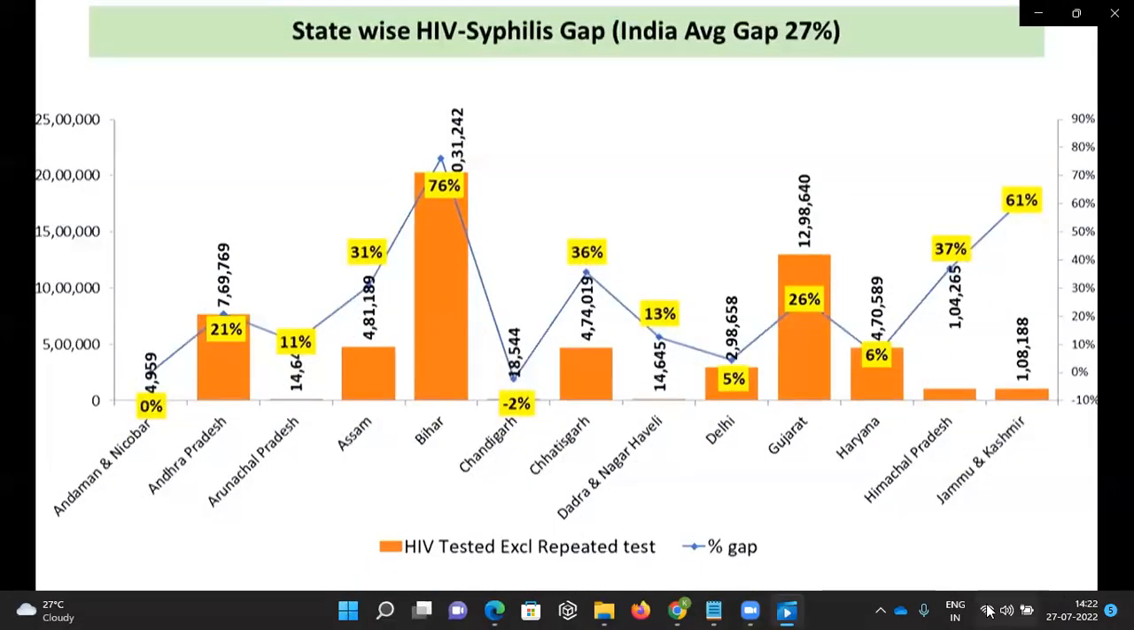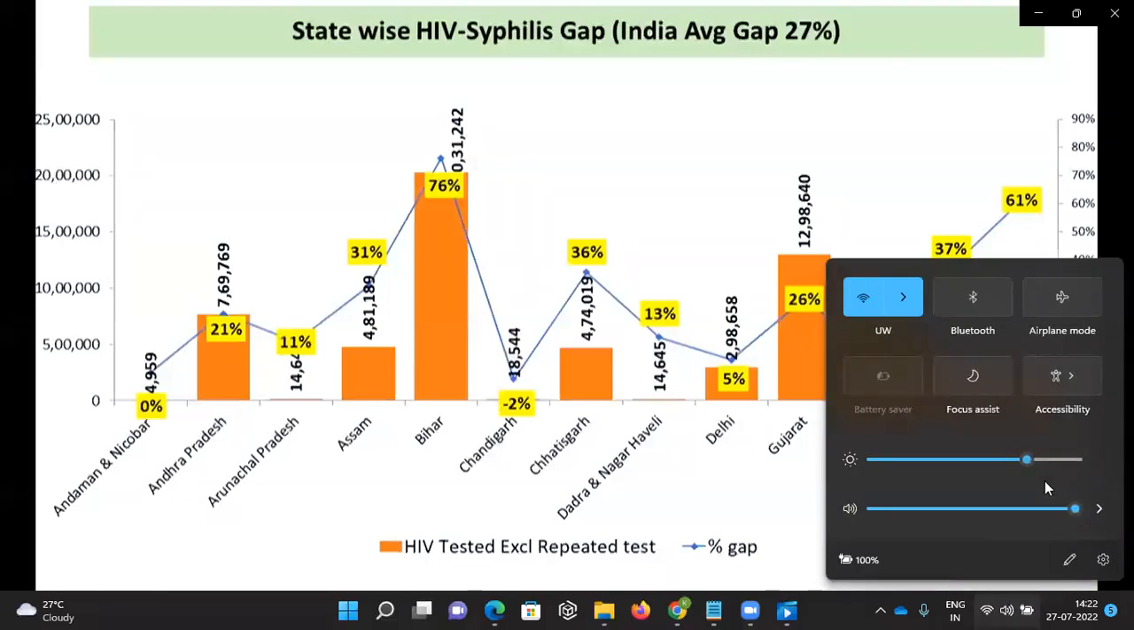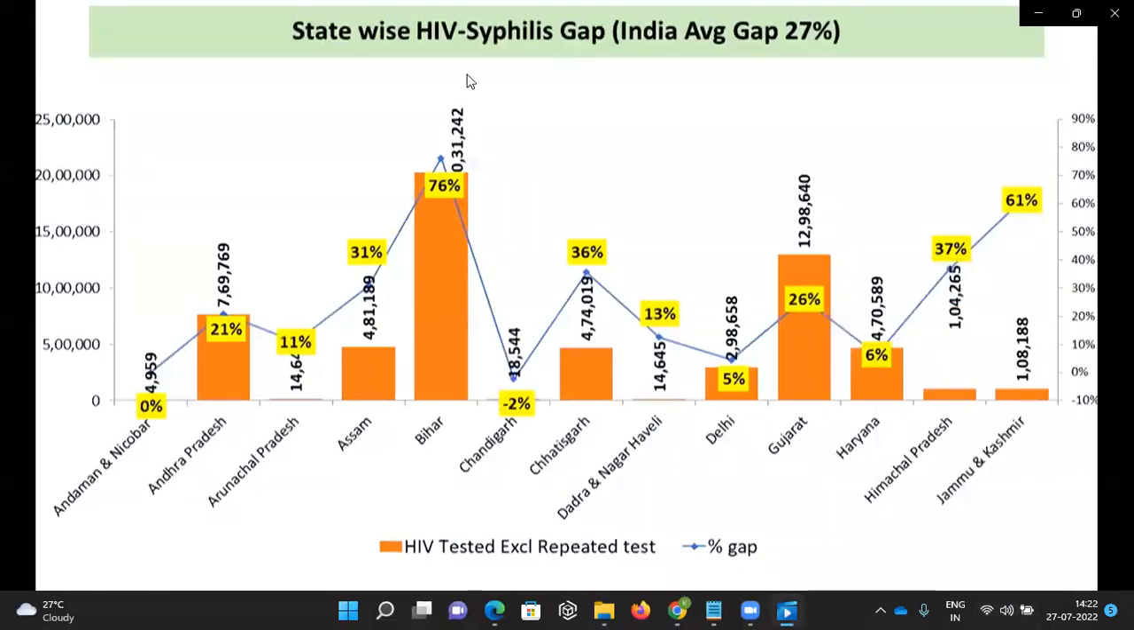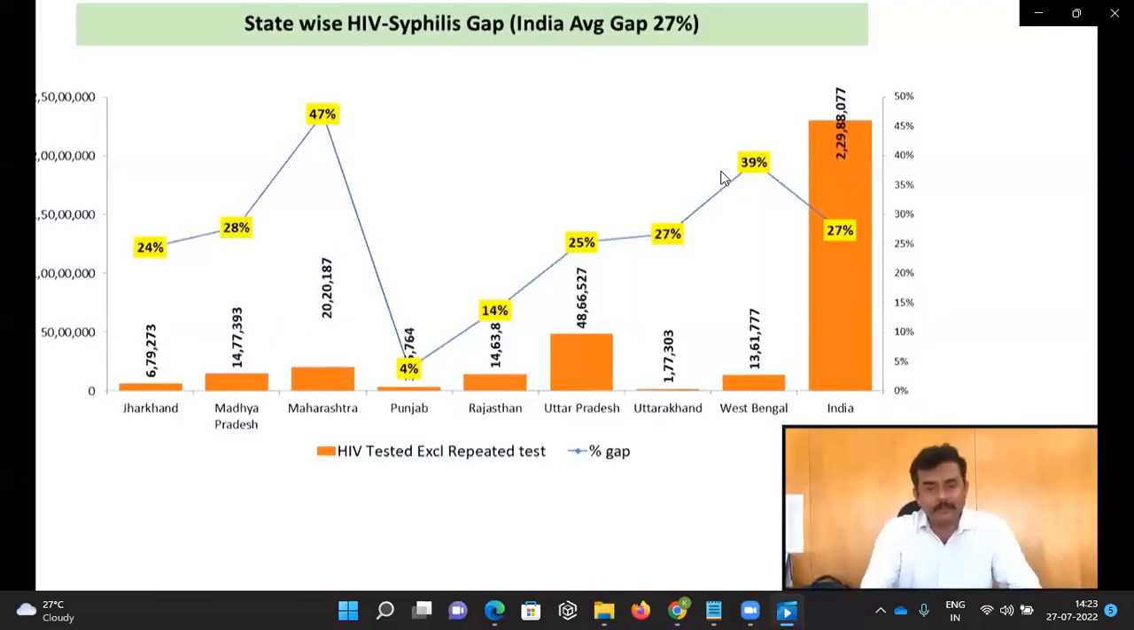In the denominator is the HIV testing. So against HIV testing, what is the gap for syphilis testing? You can see a huge gap in a few states, like 76% gap in Bihar, 26% gap in Gujarat. There are only a couple of states shown, so for all the states you should look into it.